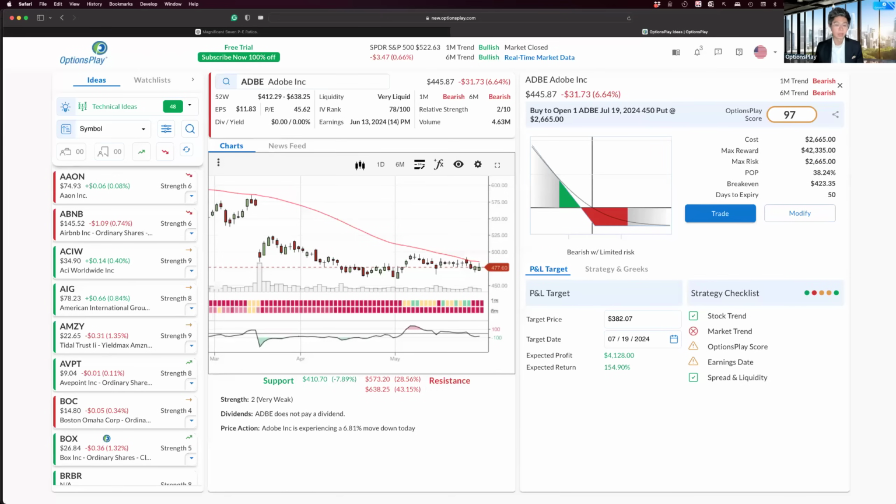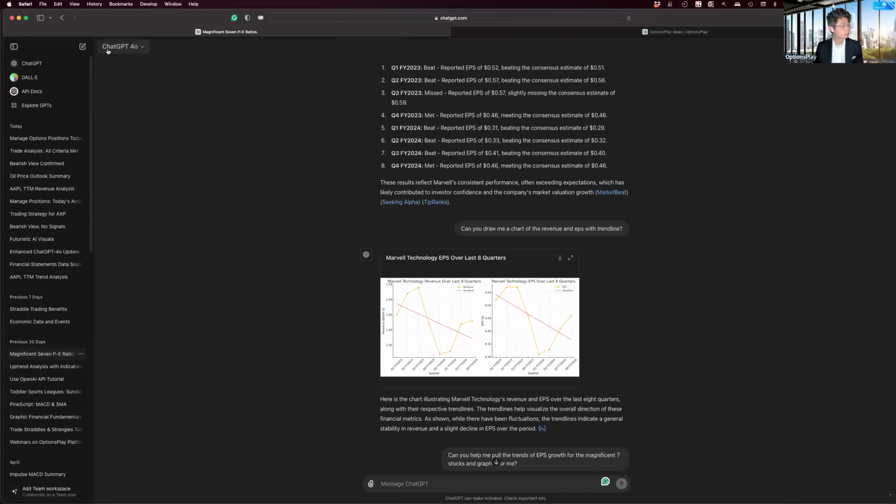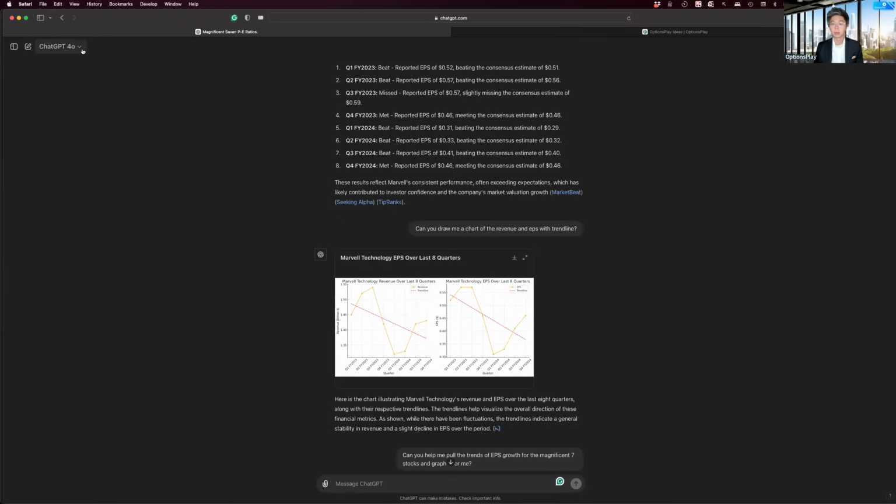ChatGPT is a separate service that is not included in OptionsPlay. You have to go to chatgpt.com. ChatGPT-4o is available for free, but the free version only gives you a limited number of messages. I don't know if it's per hour or per certain number of hours. When things are really busy, you get more limited. When things are less busy, you're less limited. But if you pay the $20 a month, you get unlimited use of this. And I think for $20 a month, it is a service worth using.